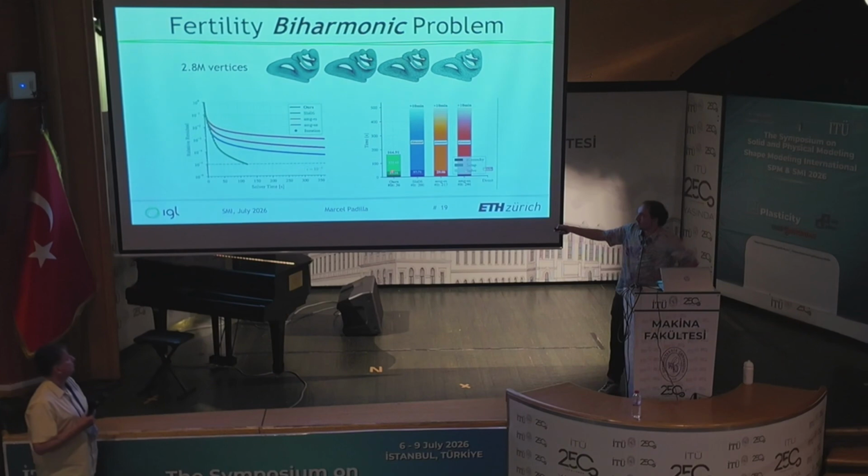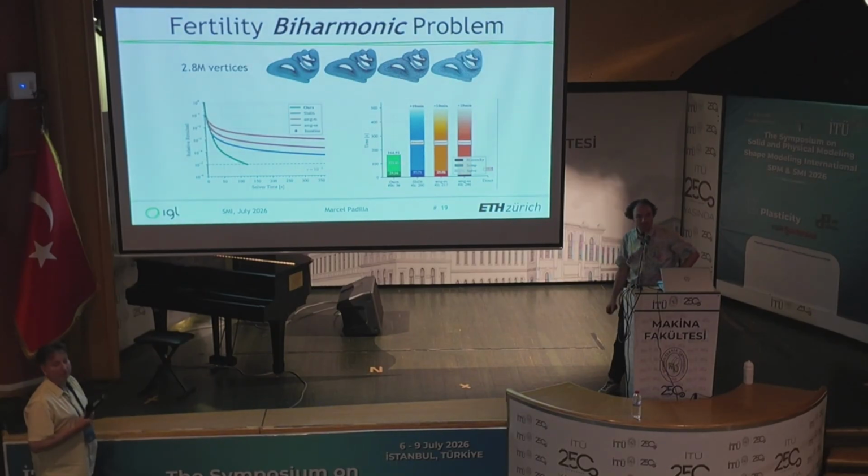And then after you have done that, you just do the iteration, V cycle, down the resolution, up the resolution, down the resolution, up the resolution. And this is the time that goes in here. So for 2.8 million vertices, the biharmonic problem on this fertility mesh took 36 iterations. So these are the dots that you see here. And the total time is 164 seconds.